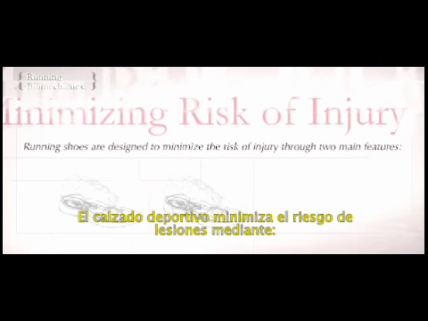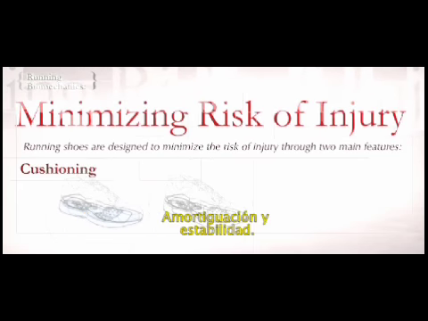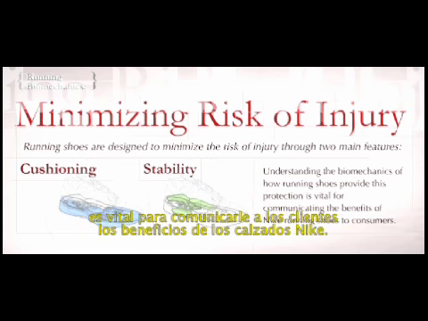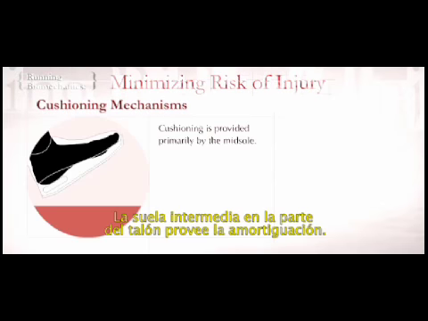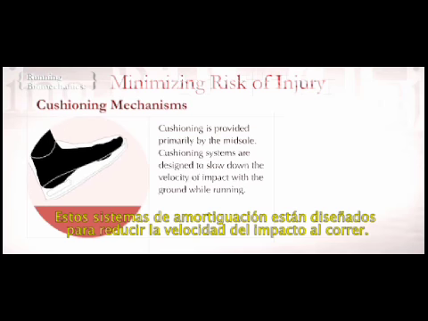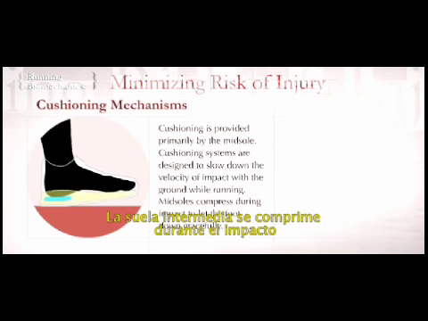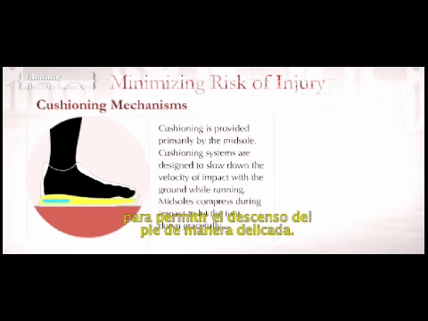Running shoes are designed to minimize the risk of injury through two main features: cushioning and stability. Understanding the biomechanics of how running shoes provide this protection is vital for communicating the benefits of Nike running shoes to consumers. Cushioning is provided primarily by the midsole. Cushioning systems are designed to slow down the velocity of impact with the ground while running. Midsoles compress during impact to let the foot down gracefully.